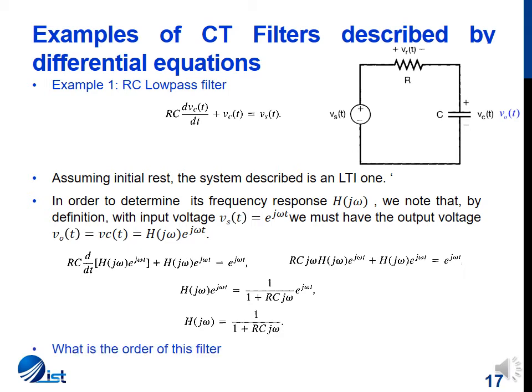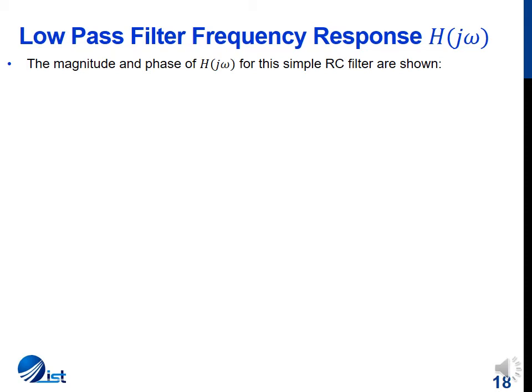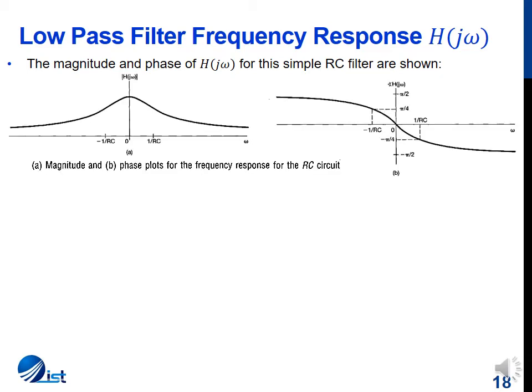Now, what is the order of this filter? The order of the filter is the order of the highest derivative, or the highest integral if the equation is an integral equation. So the order of the system in this case is 1, because the maximum derivative is 1. We can plot the frequency response by varying the values of omega and observing the magnitude and phase at each point. Plotting such a response is shown in this figure.